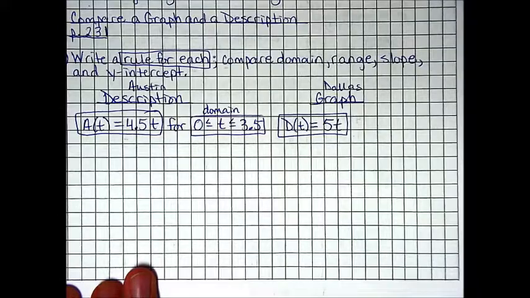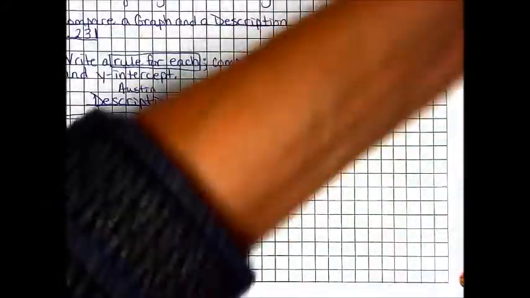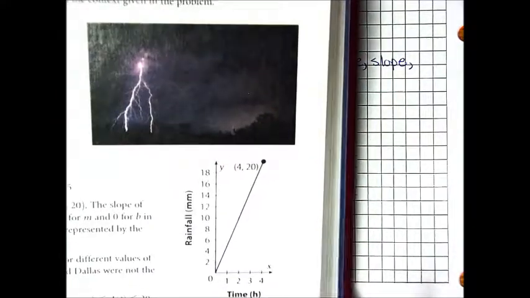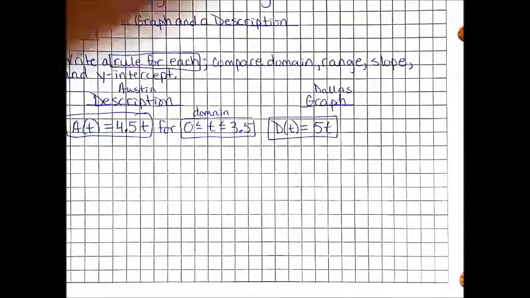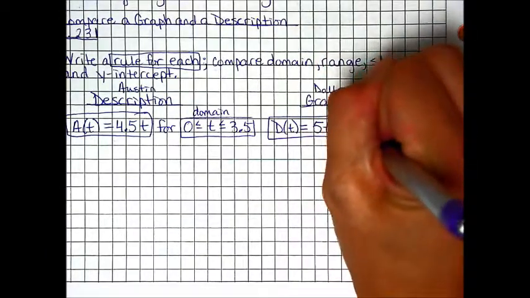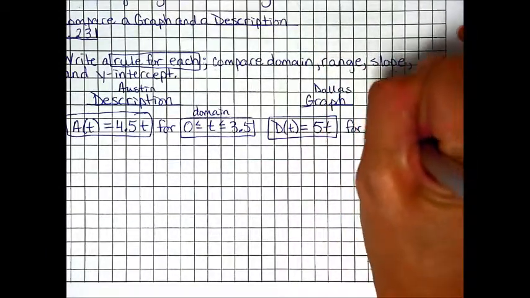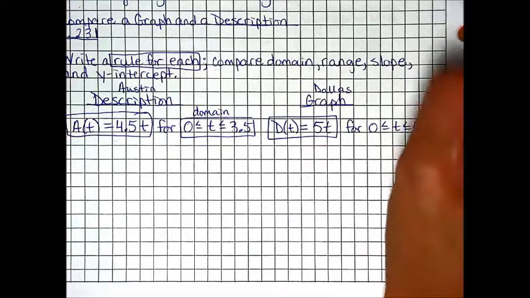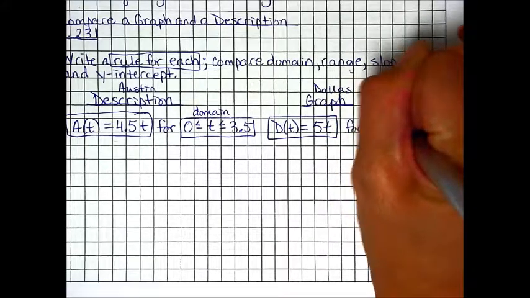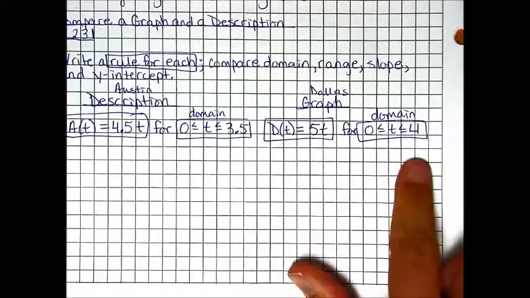Okay? However, in Dallas, if you look at your graph, how you had that point down there of the 4, 20, it's because the time was at 4 hours. It rained for 4 hours. For 0 is less than or equal to t is less than or equal to 4. There's your domain. I'll move my hand, I promise.